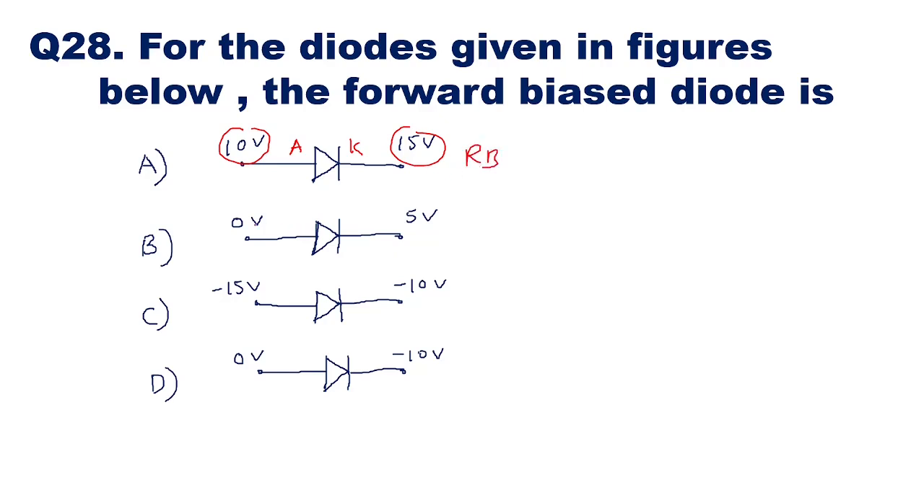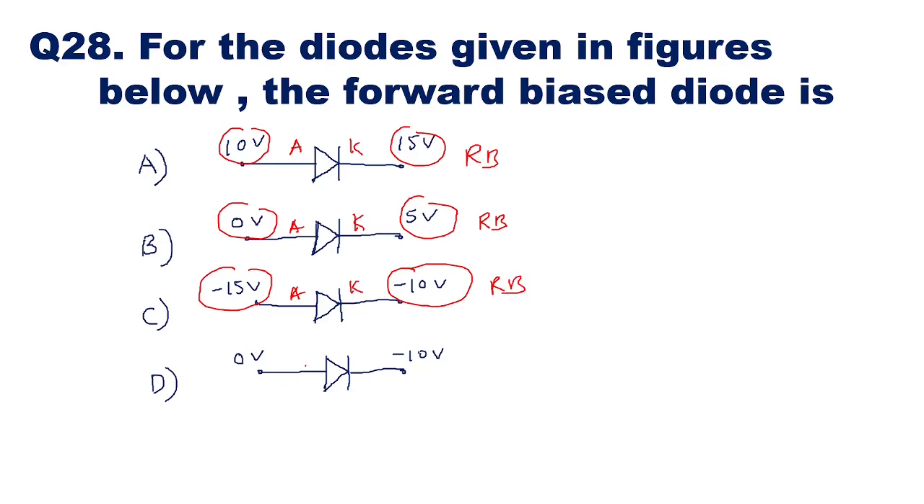If you see the second option, this is anode, this is cathode. Anode is 0 volt and cathode is 5 volt. So here also the anode is not positive with respect to the cathode, so this is also reverse bias. If you see the third option, this is minus 15 volt, this is minus 10 volt. Here also the anode is not positive with respect to the cathode, so this is also reverse bias.